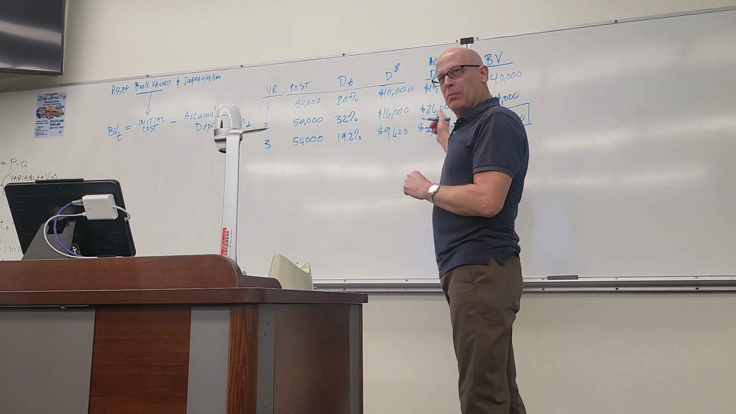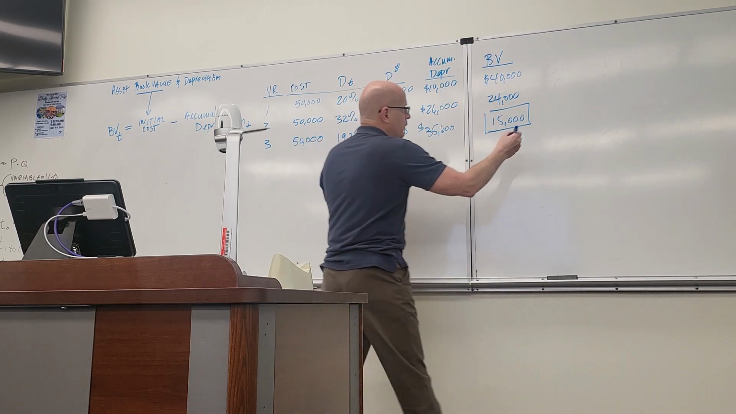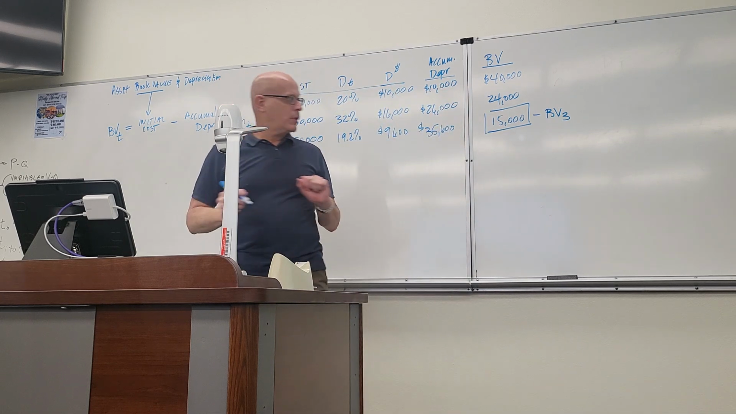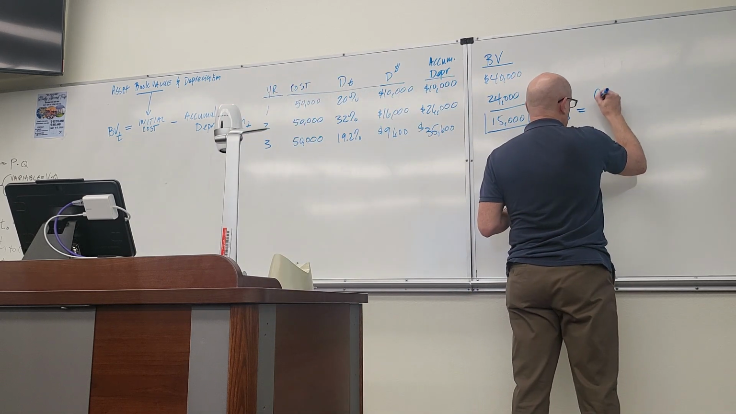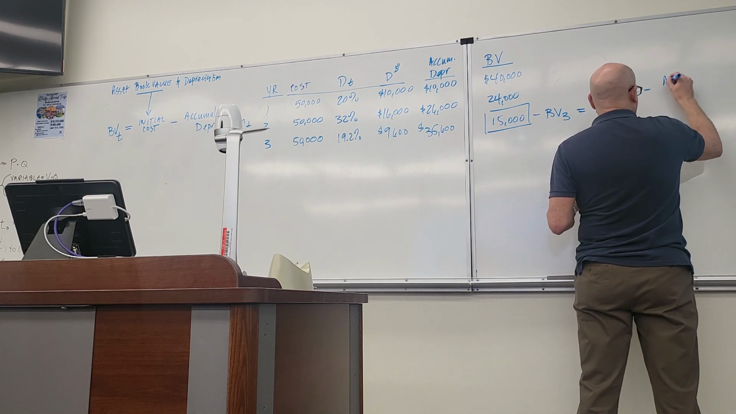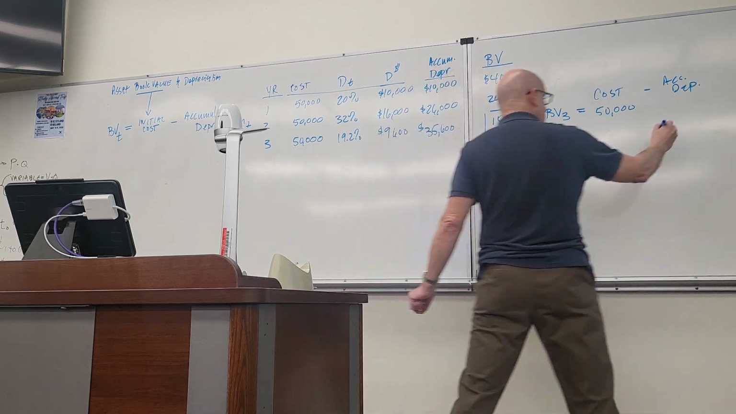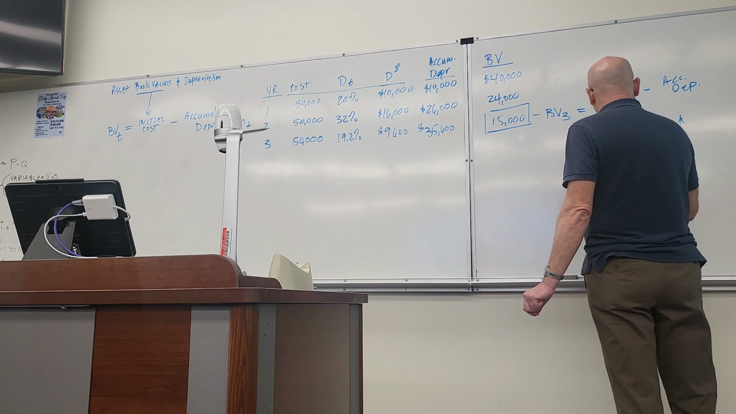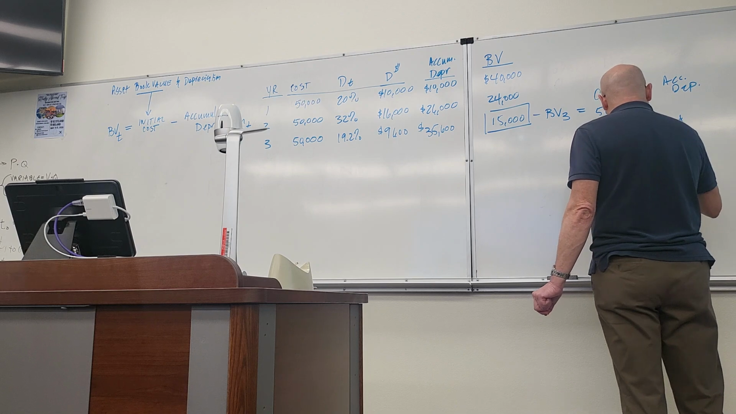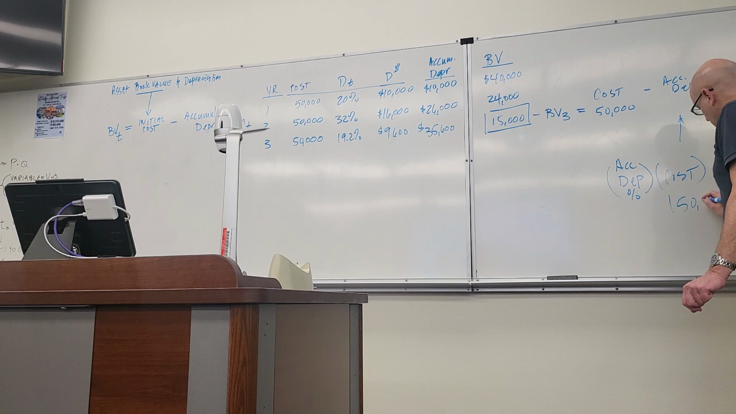Do I need to build this whole blasted thing for it? Here's a shortcut. If I want to know the book value in year 3, I know that it's going to be my cost, 50,000, minus my accumulated depreciation. But here's the easy way to get that number: take my accumulated depreciation in percent terms times my cost. And my cost is that 50K.